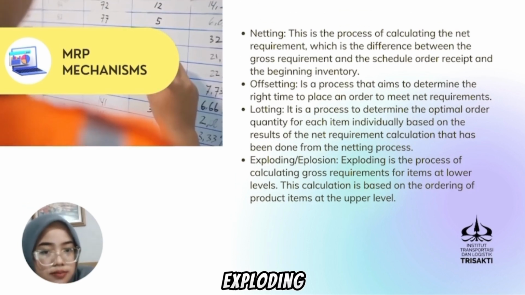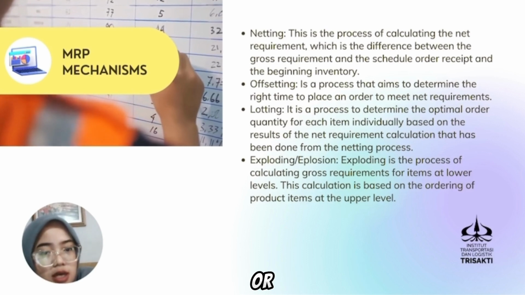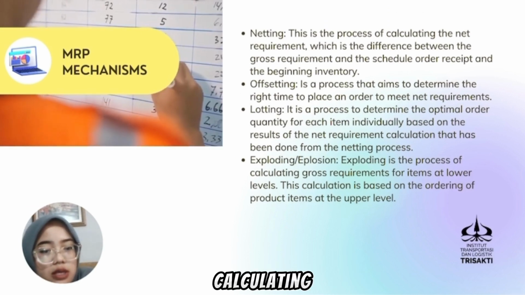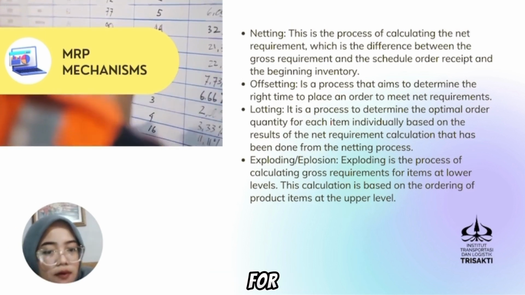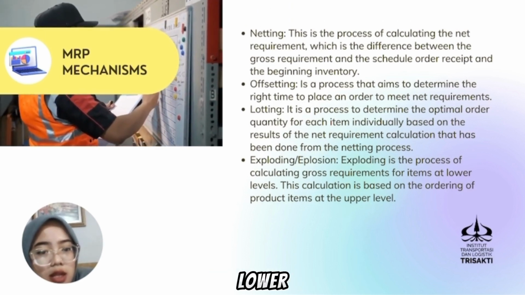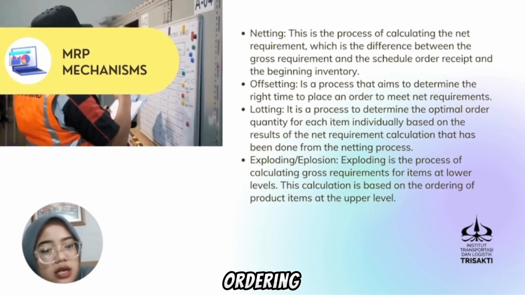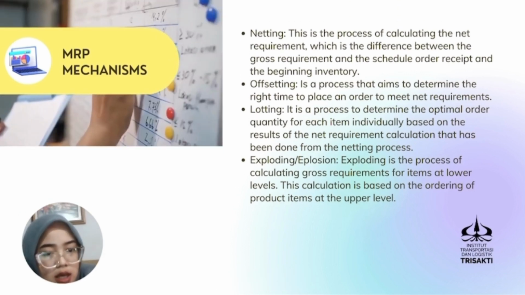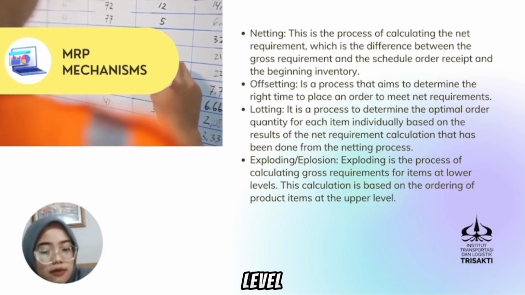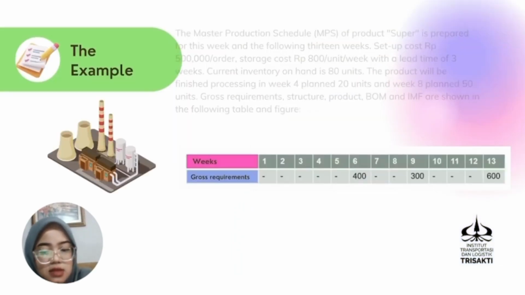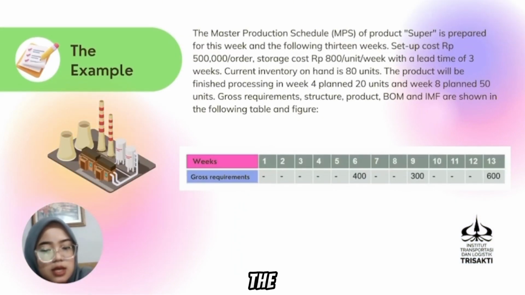Exploding. Exploding is the process of calculating gross requirement for items at lower levels. This calculation is based on the ordering of product items at the upper level. From the MRP process, here is an example of the calculation.